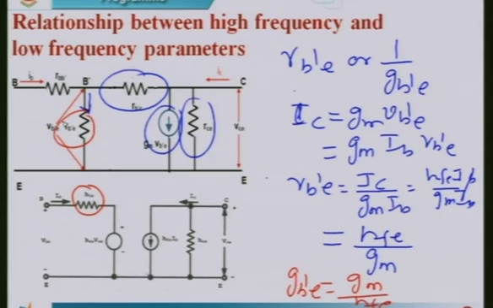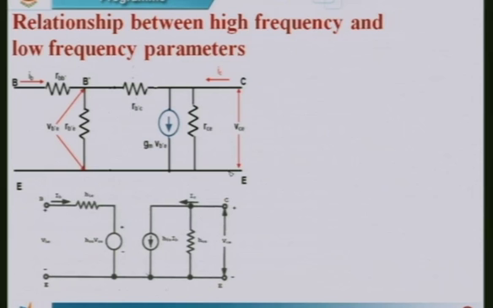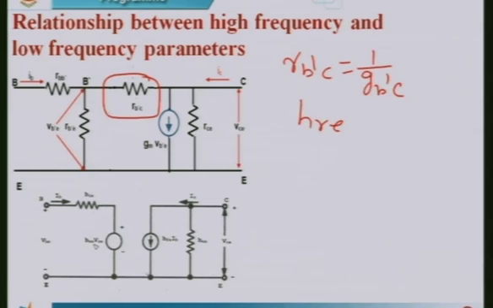Next, consider another important parameter, the feedback resistance rb'c at high frequencies. The feedback conductance is given by gb'c, which is also equal to 1 by rb'c. What is the value of this? To define it, you have to set the input current to 0, that is, open circuit. When your input current is 0, then what is the voltage? That is hre, equal to the ratio of the input voltage vbe to the output voltage vce.